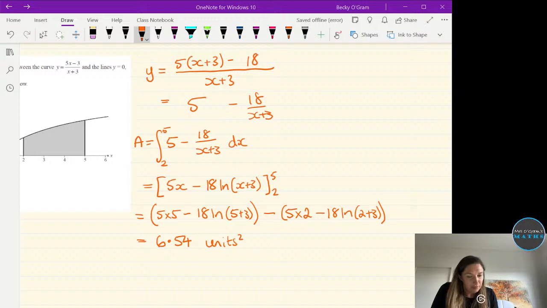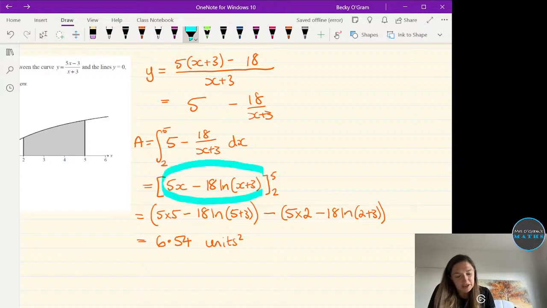All right, now where the achieved part was on that is the correct integral. So this bit just here, that's as far as you needed to get for achieved.